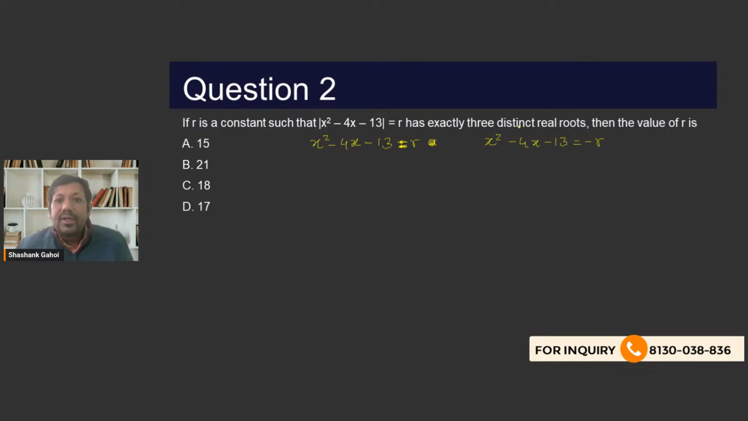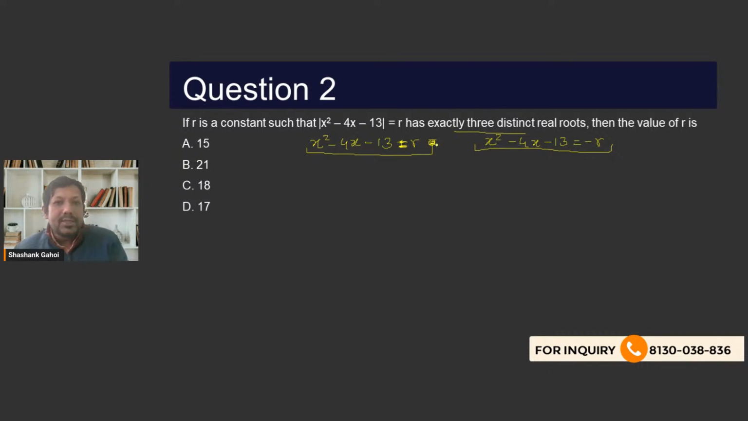Now it is saying that it must have three distinct roots. Now it is a quadratic equation, so a quadratic equation must give me two roots. This is a quadratic equation, it must give me two roots. So the total number of roots should be 4. But the question is talking about only three roots. Then how can we do it?